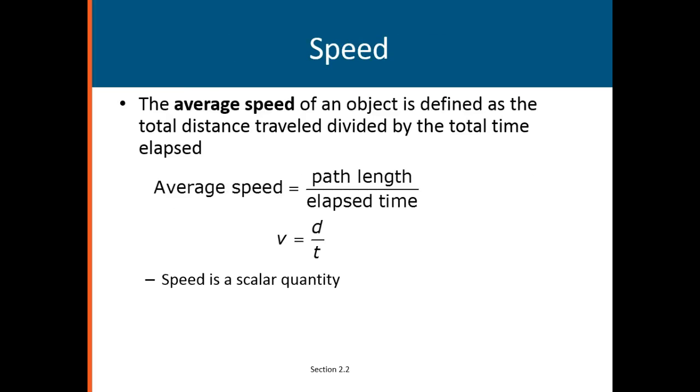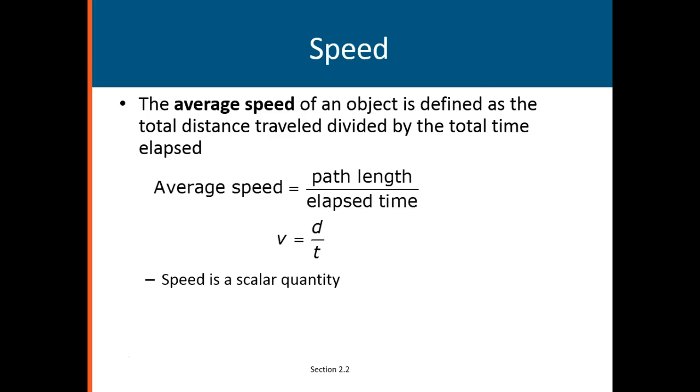Okay, moving on to speed. Now, in everyday English, we usually use the terms speed and velocity as if they were interchangeable, synonymous, meaning the same thing. In physics, they don't quite mean the same thing, just like distance and displacement don't mean the same thing, because average speed of an object is defined as the total distance traveled divided by the total time elapsed.